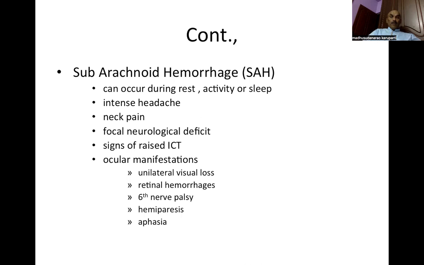Coming to subarachnoid hemorrhage, it can occur during rest, during activity, or during sleep. It could be, again, spontaneous or rupture of aneurysms. Patient develops intense, unbearable headache. Never in the history of his life might he have experienced such a severe, intense headache. That intense headache is followed by pain in the neck. And focal neurological deficit rapidly develops. And there will be signs of raised intracranial pressure because of the obstruction to cerebrospinal fluid. And sometimes it presents with ocular manifestations. There could be unilateral vision loss, retinal hemorrhages, sixth nerve palsy, hemiparesis, aphasia, etc.